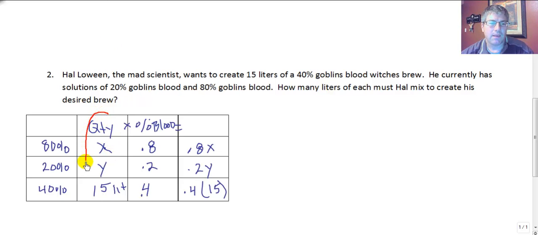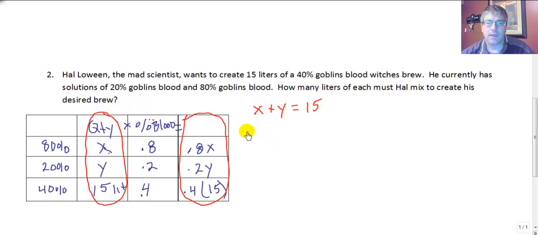And we have, sitting right here, our 2 equations. We have a quantity equation and essentially a total equation. Before we had a quantity equation and a value equation. That's really what this is. Okay? So, let's write our 2 equations. We have x plus y equals 15, and we have 0.8x plus 0.2y equals 0.4 times 15.